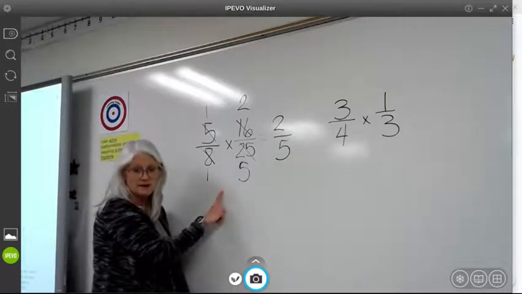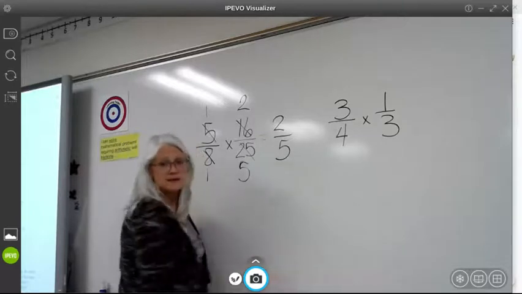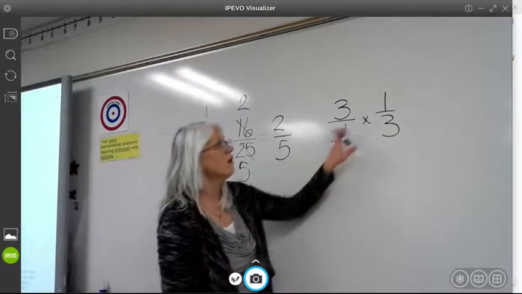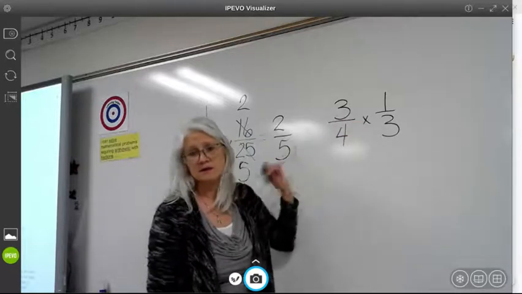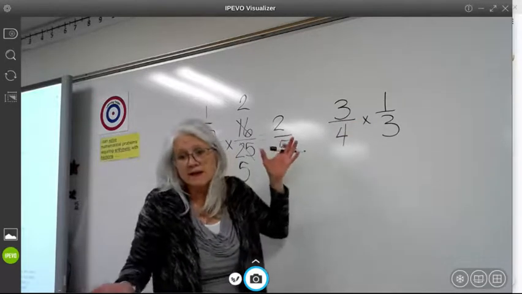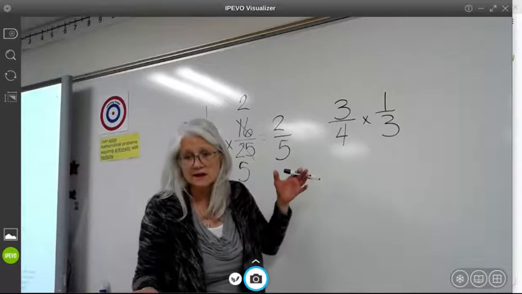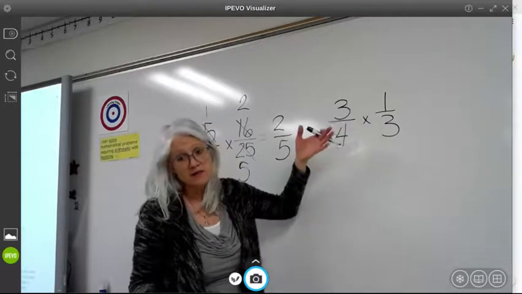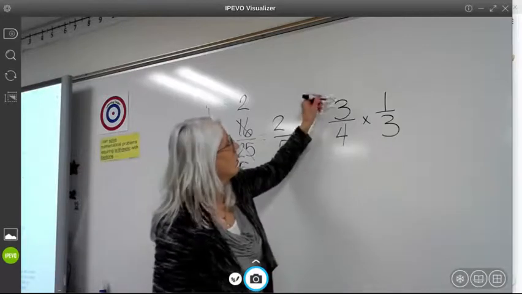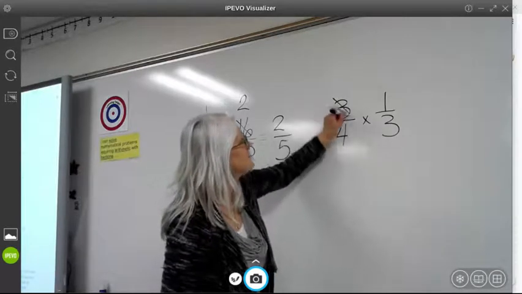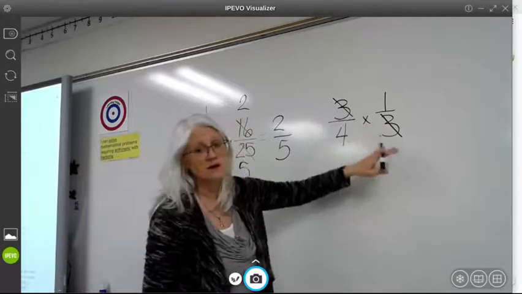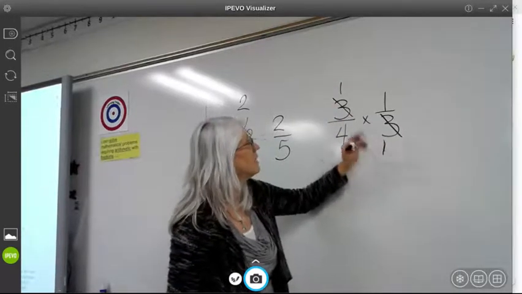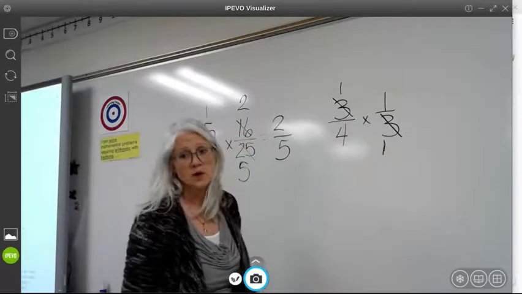This is number 1. Number 2 on your assignment says 3/4 times 1/3. Now, 4 and 1, I can't do anything with those two numbers. They're not divisible by anything except 1, and that won't change anything. But 3's are divisible by itself. So 3 divided by 3 is 1. Or one thing that I tell kids, as soon as you see the same number across from each other, just turn them into ones. Like 3 divided by 3 is 1. 3 divided by 3 is 1.